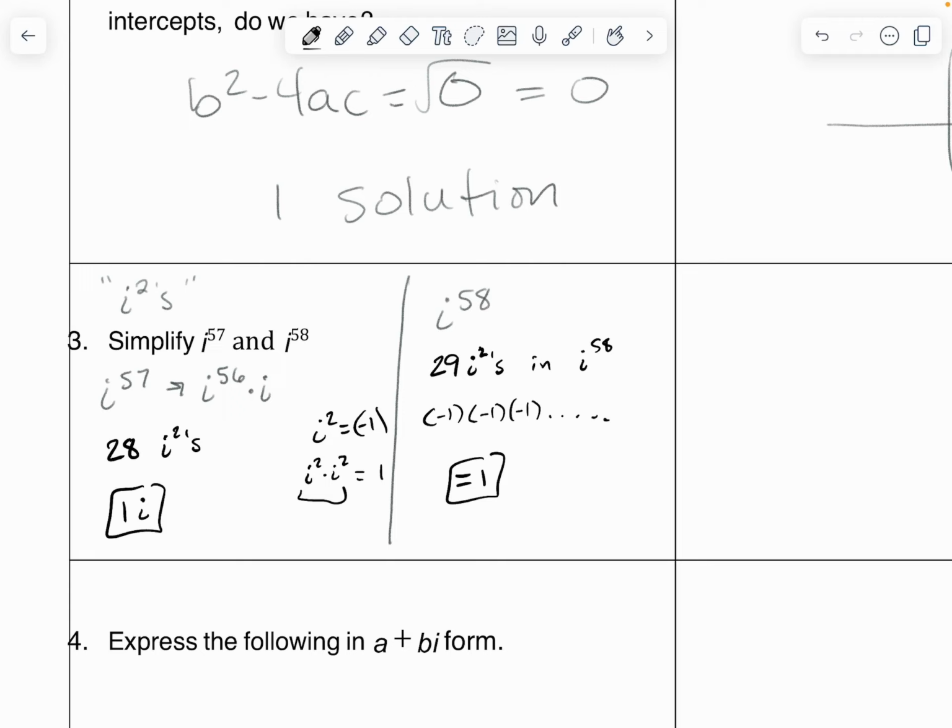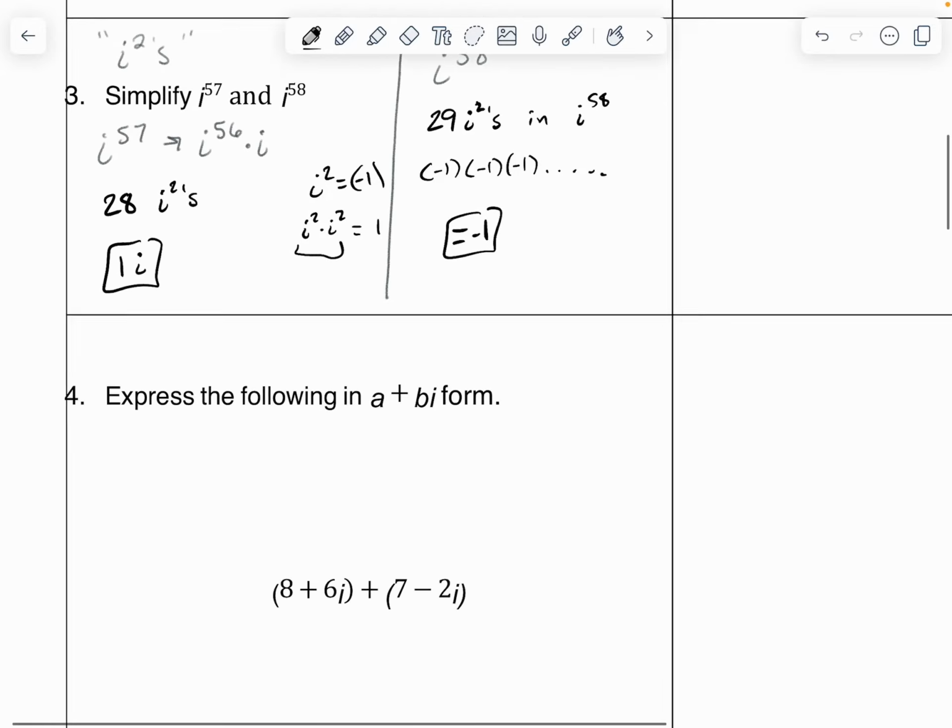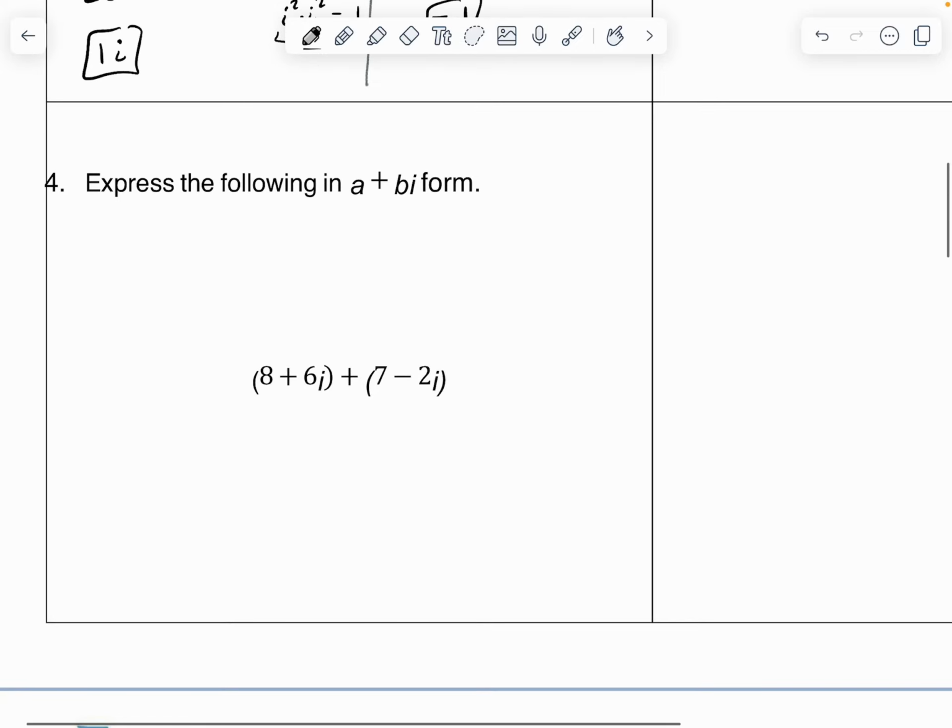So this is just negative 1. Okay, there's no extra i's on the end. You say negative 1? Negative 1. Yep. Sorry. That should be negative 1. Let me rewrite that. So this will be negative 1, because an odd number of i squareds is going to equal negative 1. Okay?